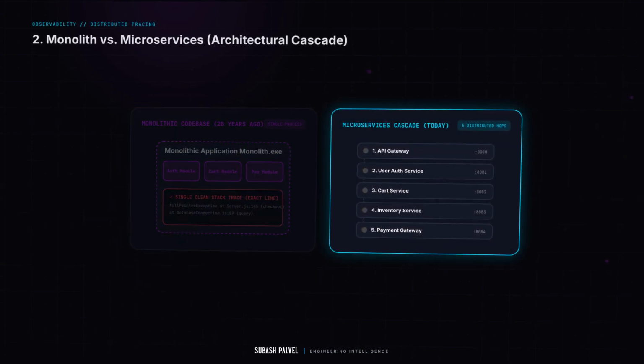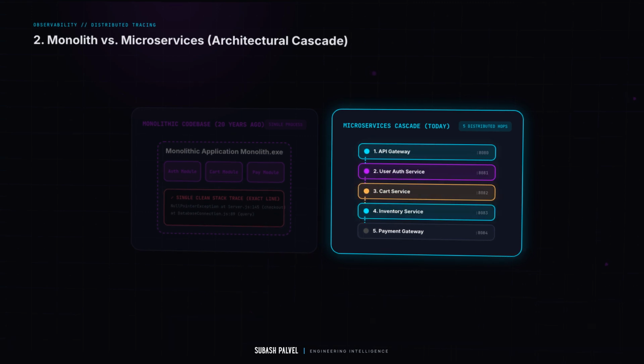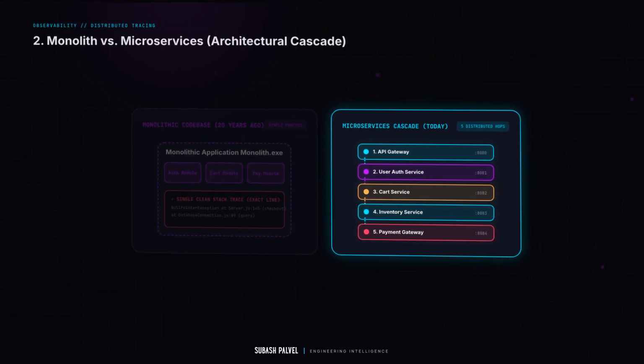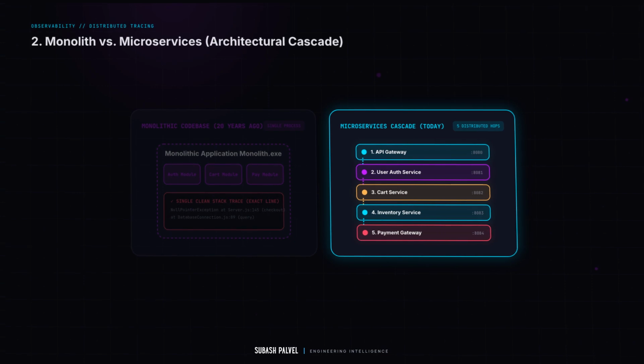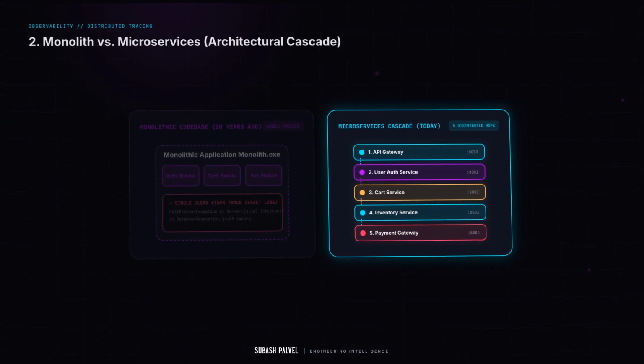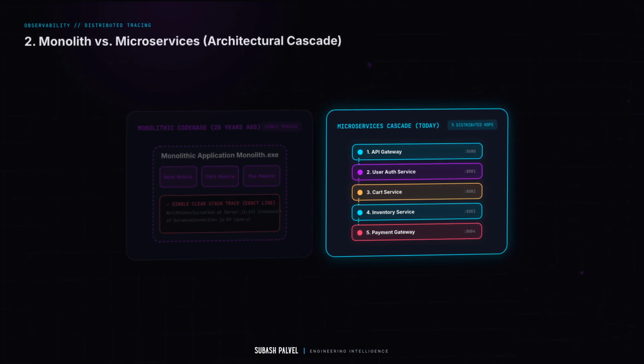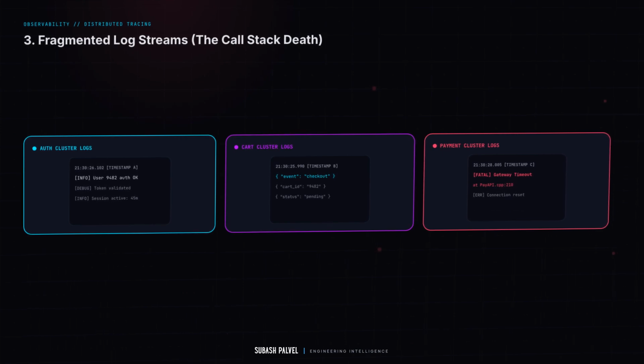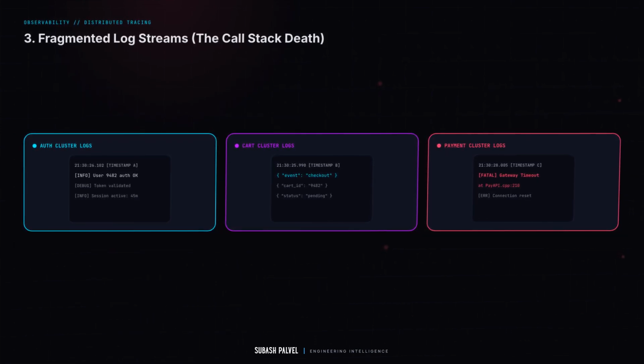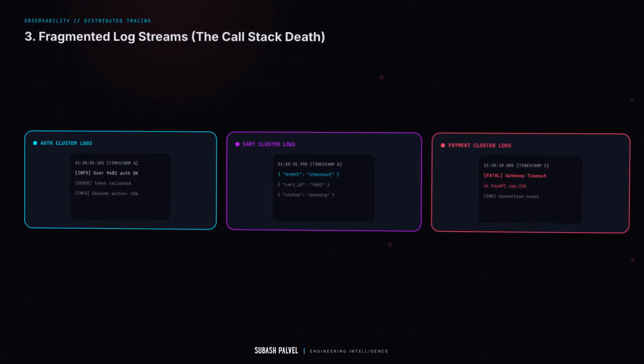Today, that single tap triggers a chain reaction. The API gateway calls the routing service, which calls the user auth service, which calls the cart service, which calls the inventory service, which calls the third party payment gateway. Each of these services is running on its own server, writing its own independent log files in its own format.